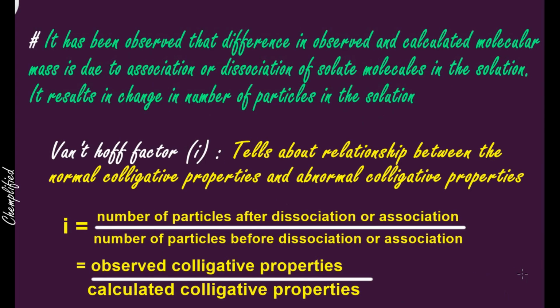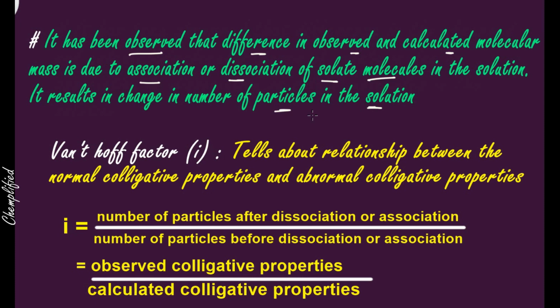So let's start. Before we talk about VAN'T HOFF factor, there is a statement that you should remember for future reference in this video. And that statement is, it has been observed that difference in observed and calculated molecular mass is due to association or dissociation of solute molecules. It's simply saying that there is a difference between calculated and observed molecular mass in the solution of solute particles, right? And this results in change in number of particles in the solution.